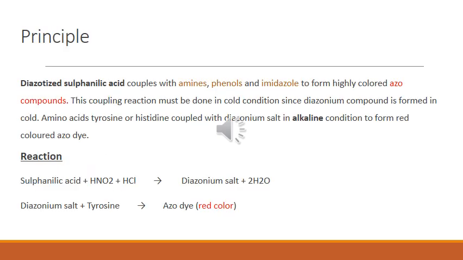The principle of the Pauly test involves two steps. In the first, there is a formation of diazonium salt. The diazonium salt is formed by dissolving sulfanilic acid in hydrochloric acid in the presence of sodium nitrite. Then this diazonium salt will couple with the amines, phenols, or imidazole ring found in tyrosine and histidine to give us a varicolored compound called azo compounds. The reaction requires the medium to be alkaline, that's why we add sodium carbonate.